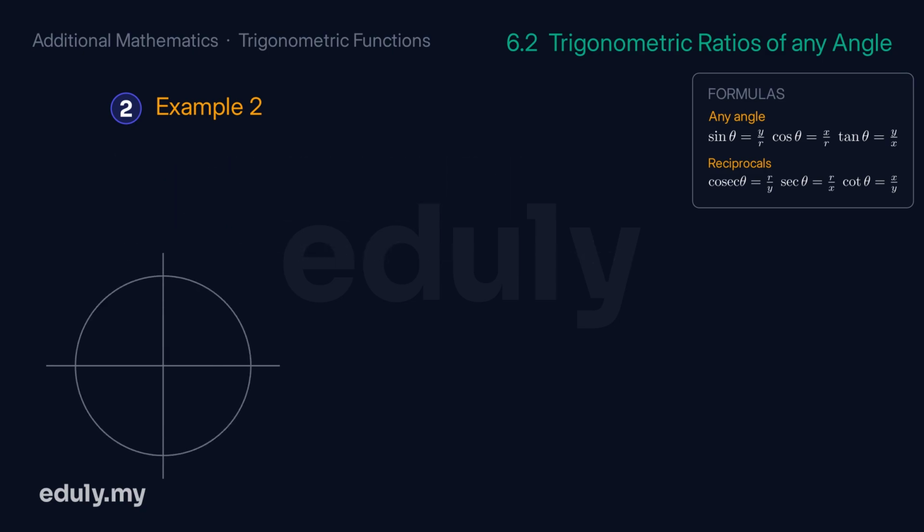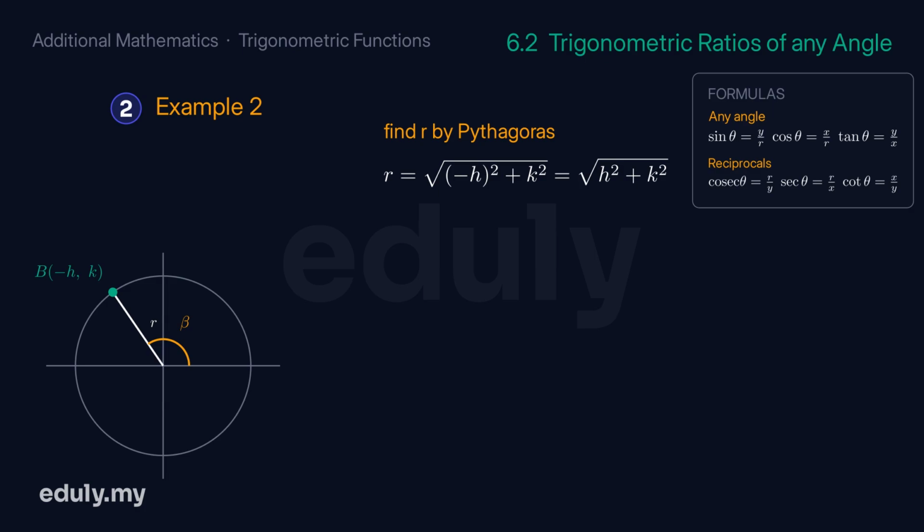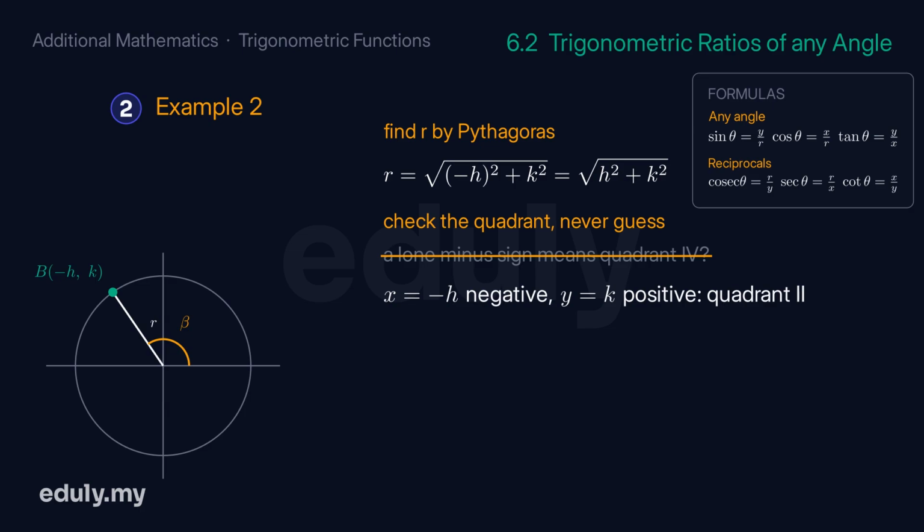Same sketch, letters instead of numbers. R is root h squared plus k squared. The minus sign dies inside the square. Quick guess before you check. Which quadrant does this land in? Step 2, where marks die, 1 minus sign is not quadrant 4. X negative, y positive, quadrant 2. Part A, sine is y over r, k over root h squared plus k squared.